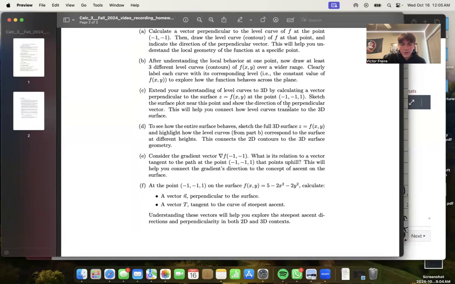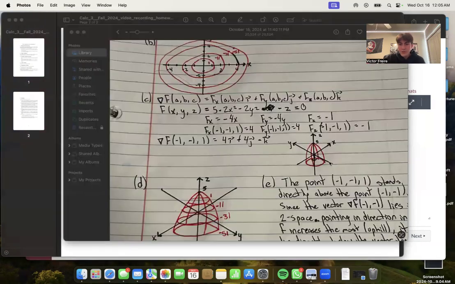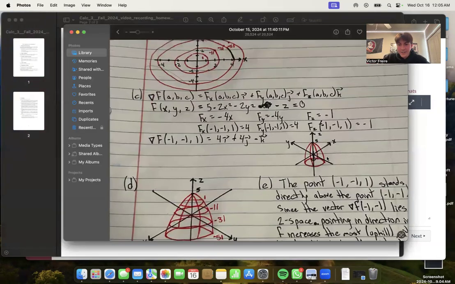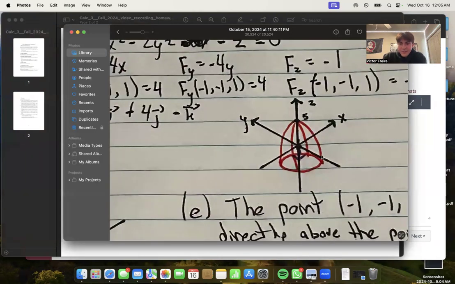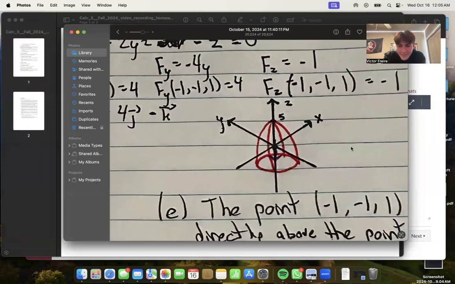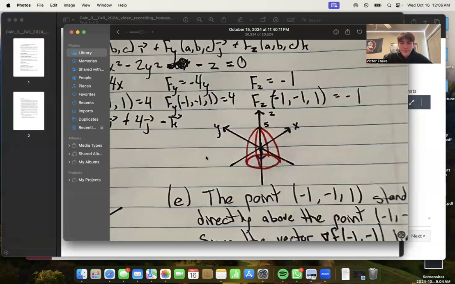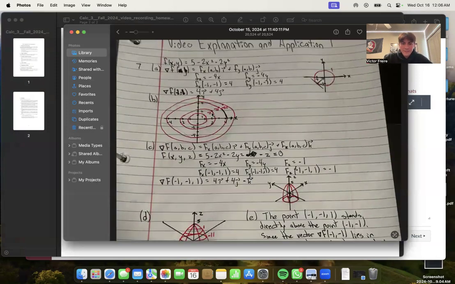Okay, yeah. So they just wanted us to sketch a quick surface plot just so we can see what the gradient vector is doing here, or what the perpendicular vector is doing here. So what I drew here, I'm very sorry guys, I'm not too good at drawing, but this is gonna be kind of how it looks, right? It's gonna be the upside down paraboloid.